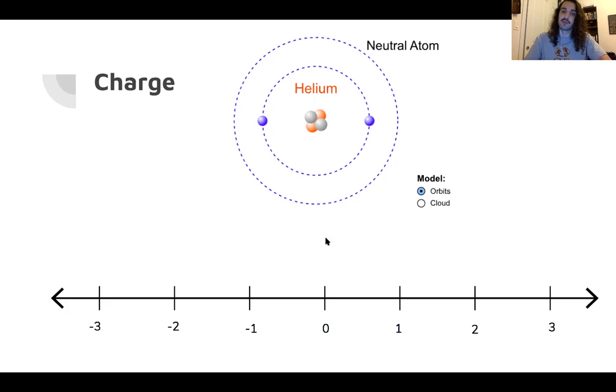Okay, so we got 2 protons. Go up to 1, up to 2, because those both have +1 charge. Ooh, but now I got electrons, 1, 2. I got to count back. Go from 2 to 1 to 0. Ooh, this one has a charge of 0.